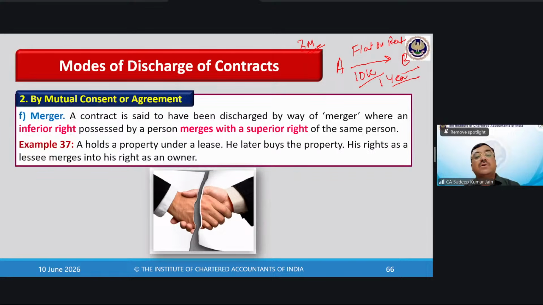Merger means a contract is said to have been discharged by way of merger where the inferior right possessed by a person merges with the superior right of the same person. A holds a property under a lease. He later buys the property. His right as a lessee merges into his right as an owner. Please read this example.